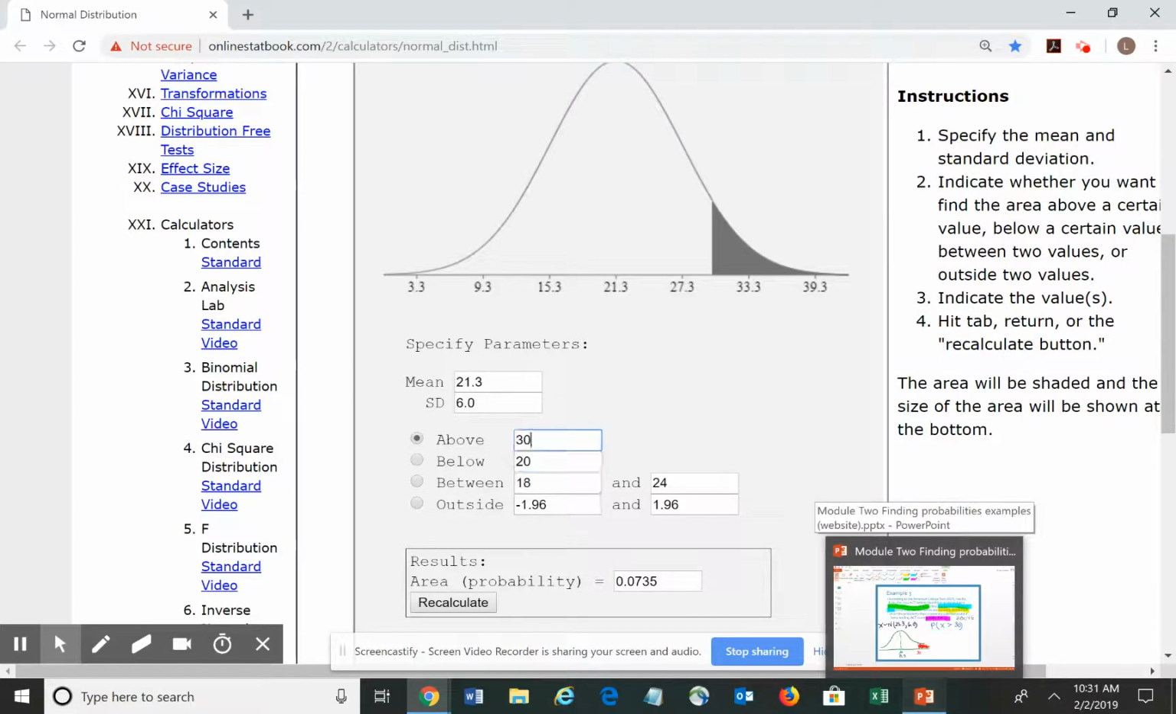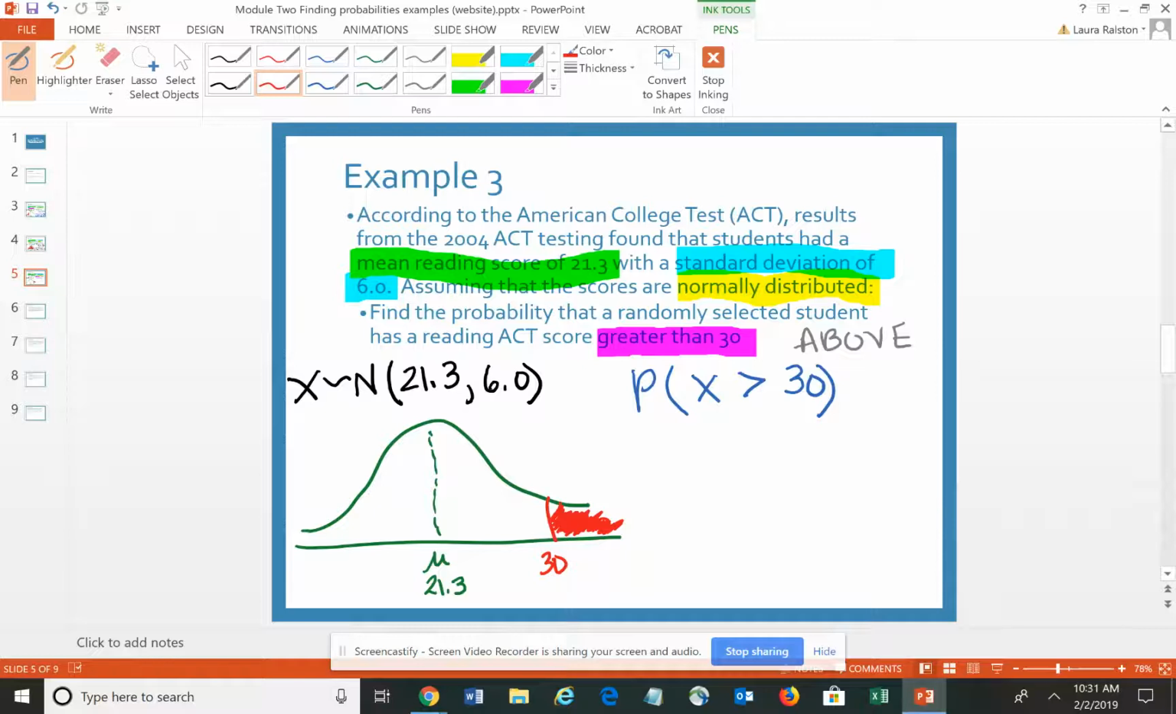Okay, so we go back and write down our answer. The probability that x is greater than 30 is 0.0735 in decimal form. If you want to change that to a percentage, you multiply by 100. So it'll be 7.35% score above or greater than 30 on the reading portion of the ACT.